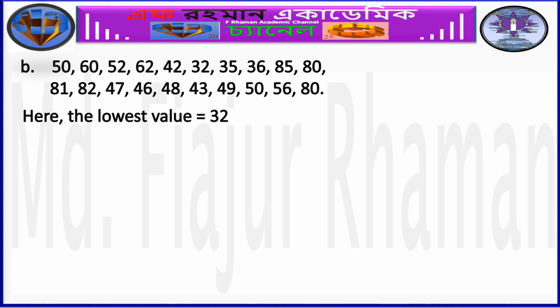80 is less than 85, 81 is less than 85, 82 is less than 85, 47 is less than 85, 46 is less than 85, 48 is less than 85, 43 is less than 85, 49 is less than 85, 50 is less than 85, 56 is less than 85, and finally 80 is less than 85. That's why 85 is the highest value.